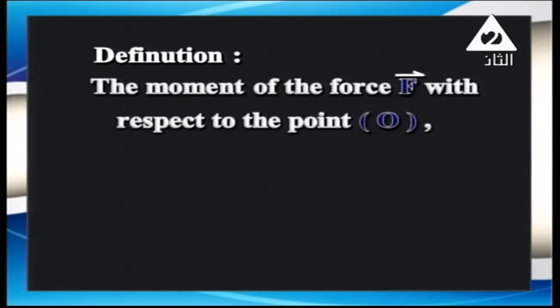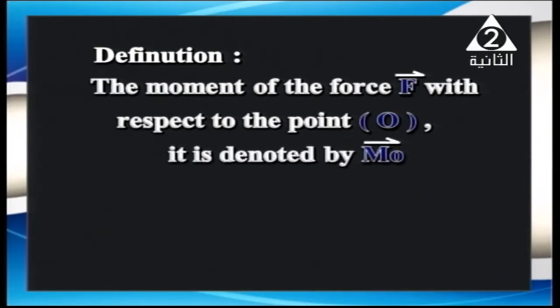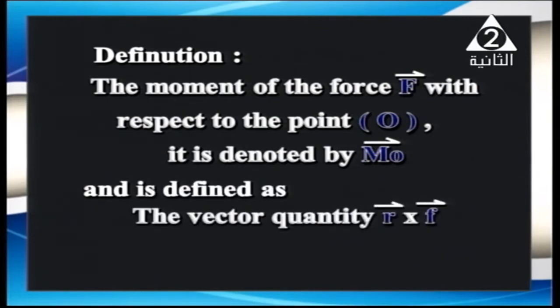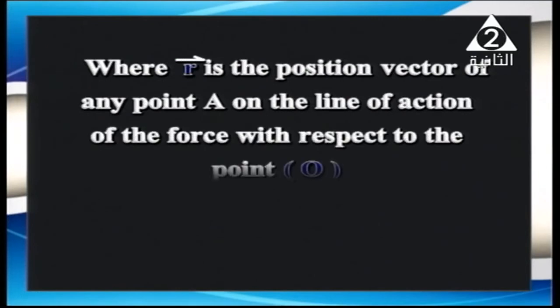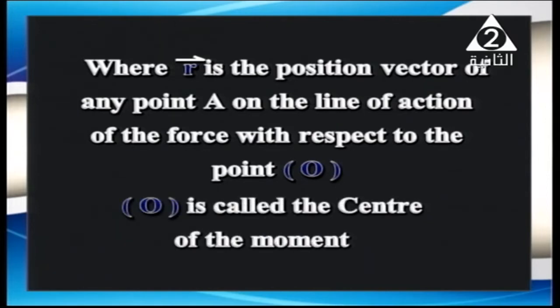Definition: the moment of the force F with respect to the point O is denoted by MO vector and is defined as the vector quantity R vector cross F vector, where R vector is the position vector of any point A on the line of action of the force with respect to the point O. O is called the center of the moment.